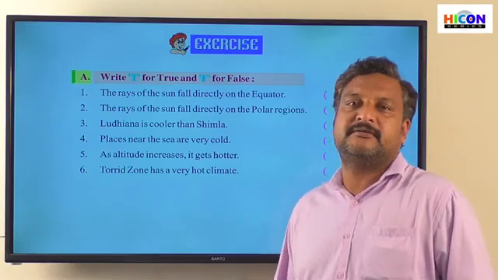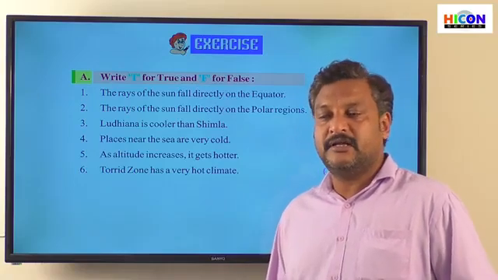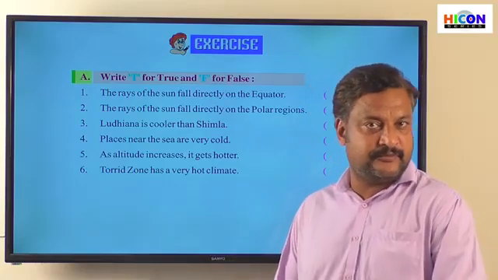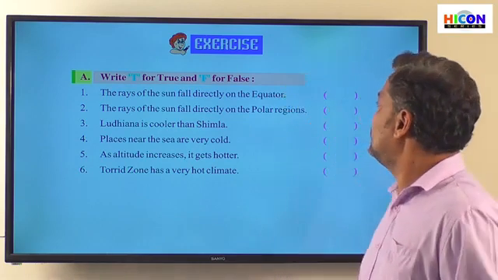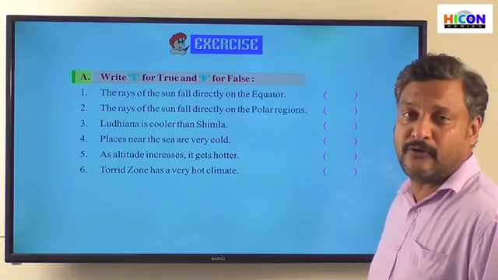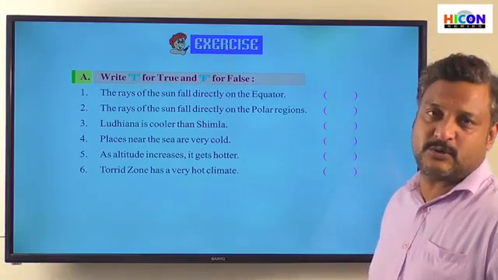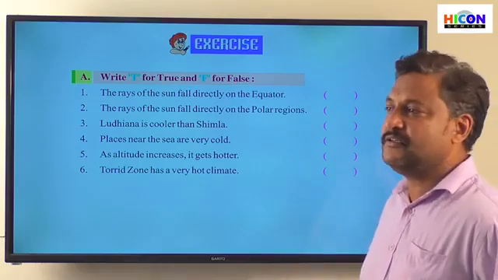So children, we have already completed the lesson part earlier, and now it is time for us to do the activity part of this lesson, right? The exercise and activity part of this lesson actually starts with "Write T for true and F for false," means a true or false question. Okay, so the exercise starts with a true or false question.